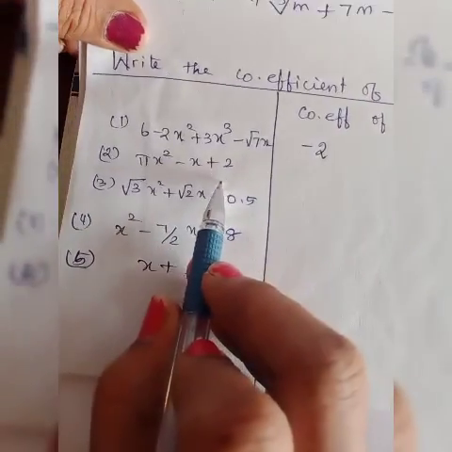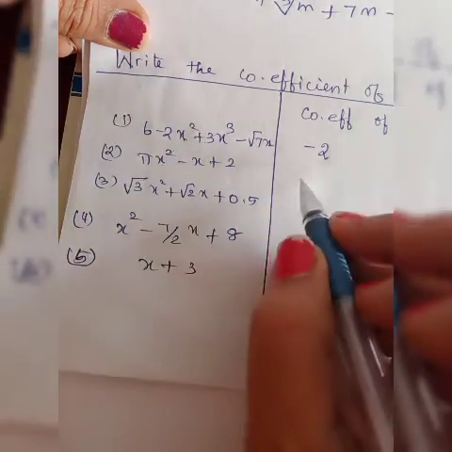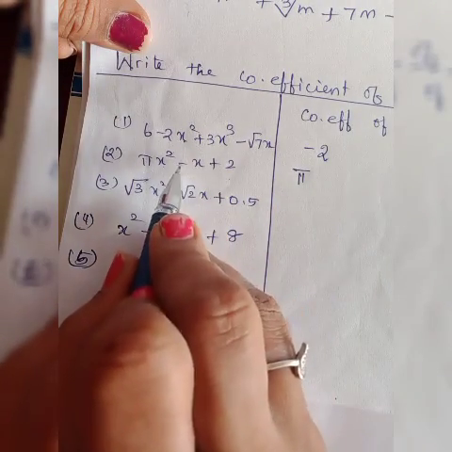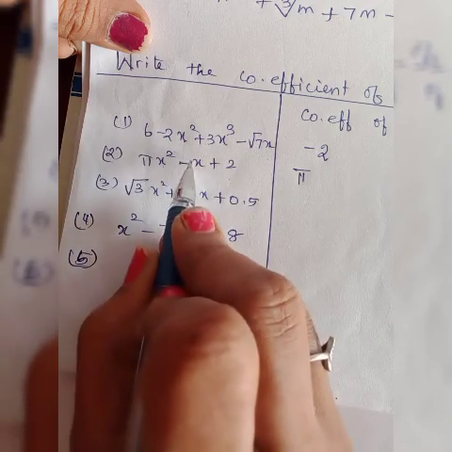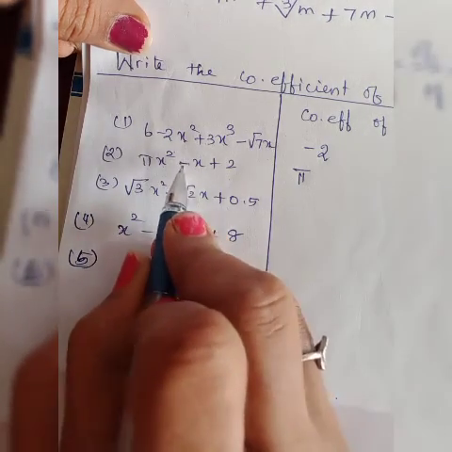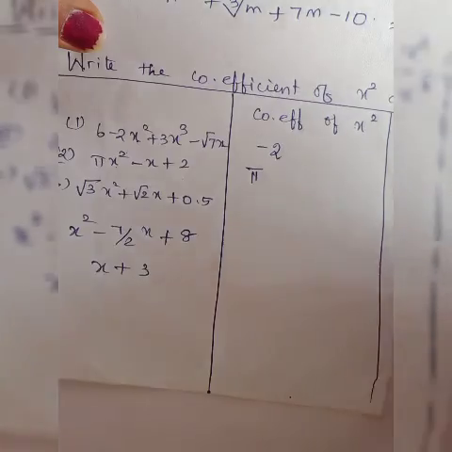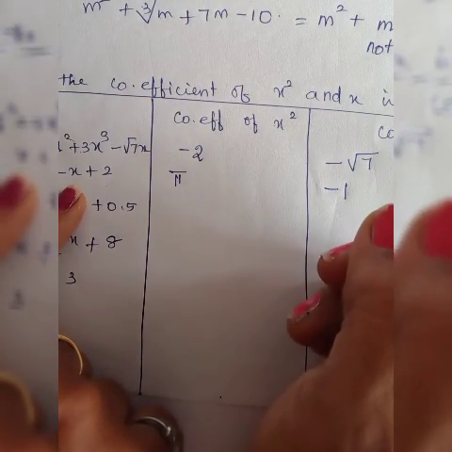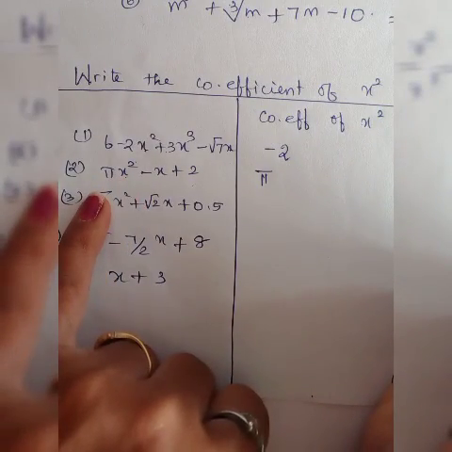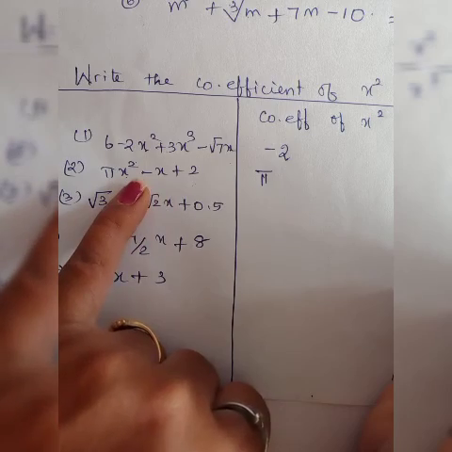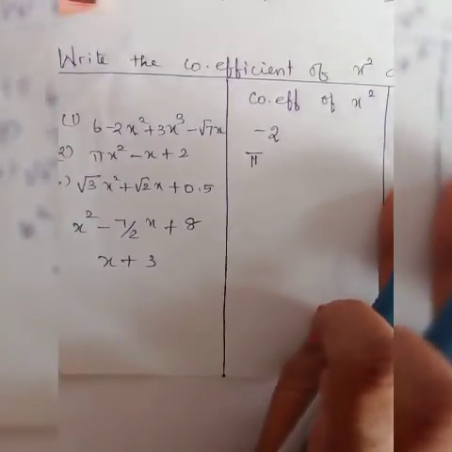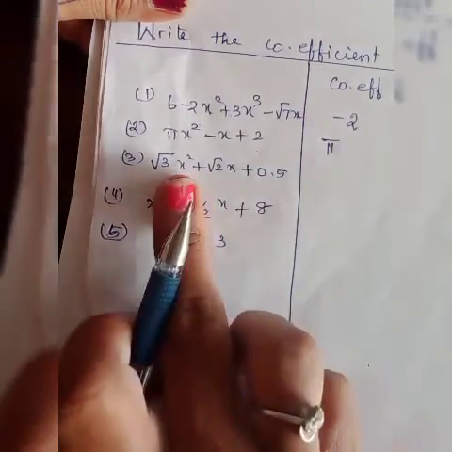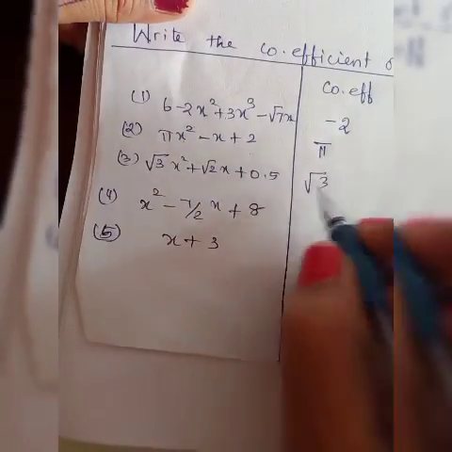In the next example, the coefficient of x square is pi, and the coefficient of x is minus, here nothing written means it is 1, so minus 1 is the coefficient of x here. In this equation, the x square coefficient is pi, the x coefficient is minus 1. Now in the next example, the x square coefficient is root 3, the x coefficient is root 2.